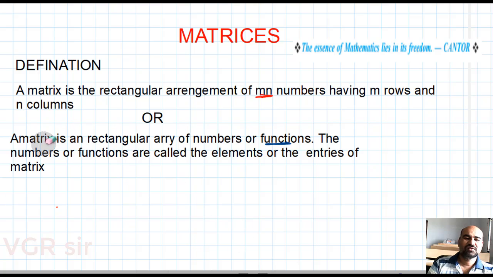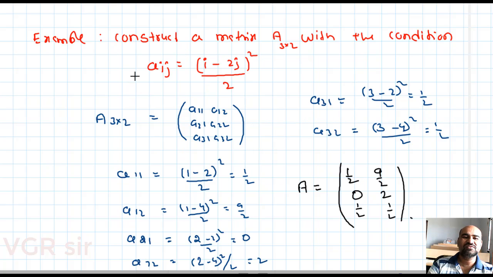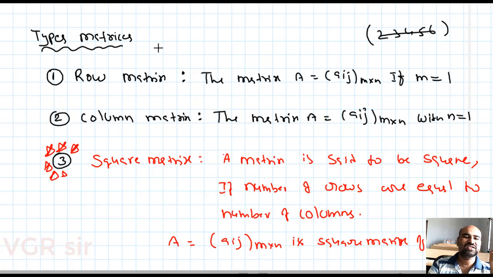Okay. Elements are functions. Those are called entries. This is the notation of a matrix. M rows and n columns. This is called the order of the matrix. So this shows how many rows and how many columns that matrix contains. You should read it as m by n, not m cross n: m rows and n columns. Okay. After that, example problem: construct a 3 by 2 matrix A with the condition. Next, types of matrices: row matrix, column matrix, square matrix, important matrices.